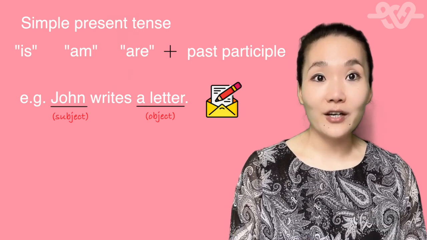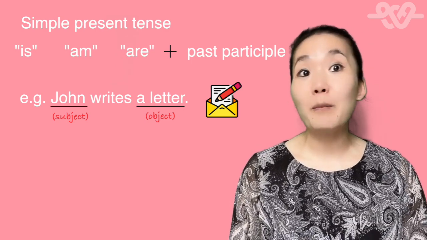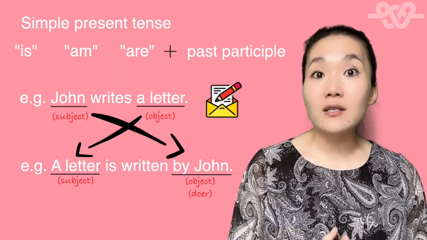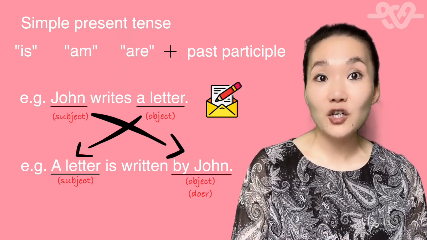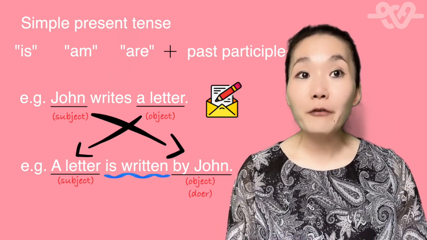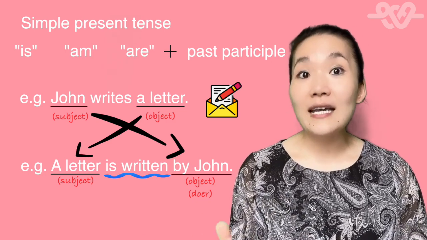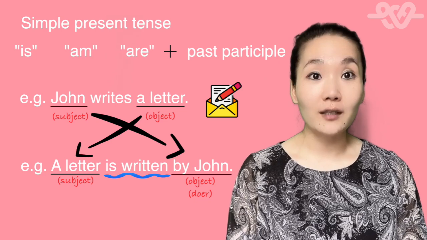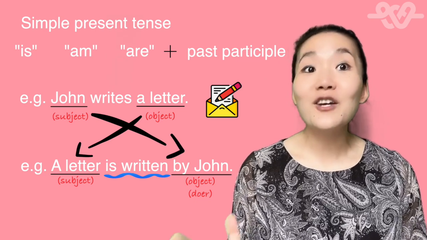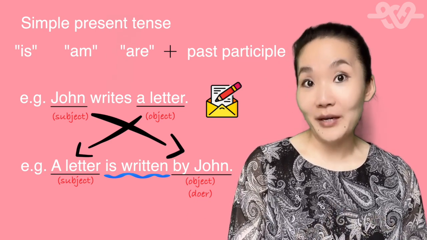John writes a letter. To transform it into passive voice, we switch the subject and object positions and use the appropriate form of the verb to be. So it becomes a letter is written by John. See how the focus shifts to the letter being written?